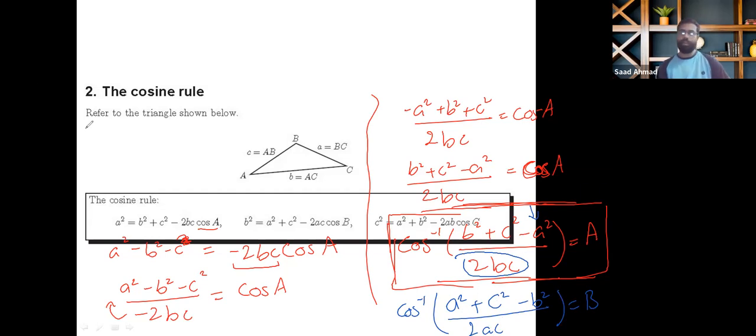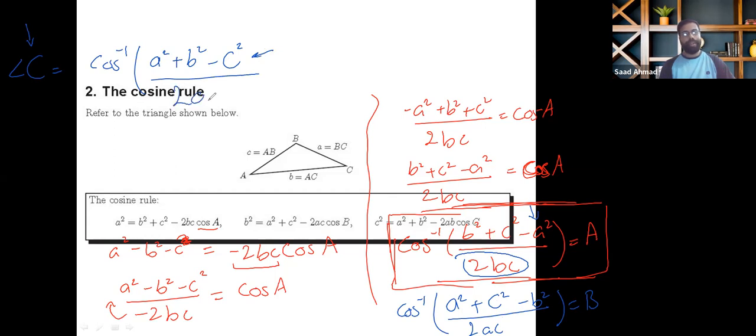And similarly, if we want to find the angle C, that will be equal to cos inverse of (A squared plus B squared minus C squared) over 2AB. Now there will be no C in the denominator, right? So I gave you 6 formulas basically: 3 for the 3 sides and 3 for the 3 angles.